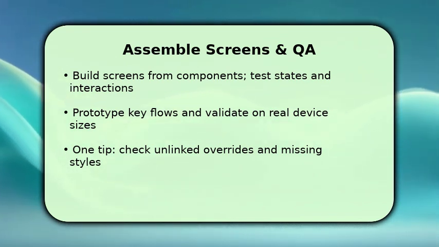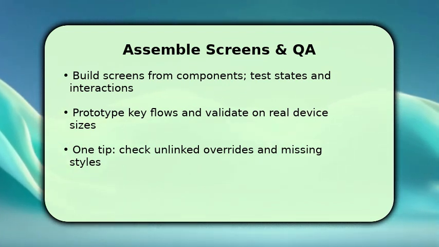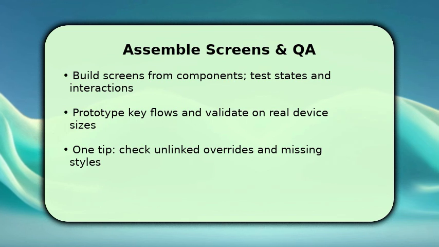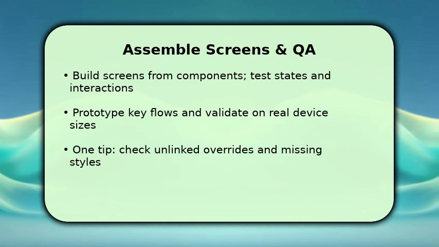If something goes wrong, check for unlinked overrides or missing styles. Relinking components to the theme tokens usually resolves unexpected color or type mismatches quickly.